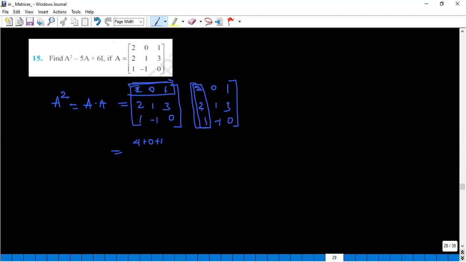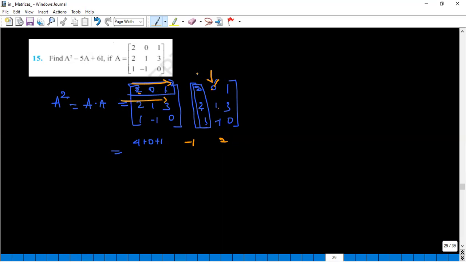And now the first row with the second column. I changed the color so it will be very easy to understand. First row with the entire second column: 2 into 0 is 0, 0 into 1 is 0, 1 into minus 1 is minus 1. I am writing the final answer. Then 2 into 1 is 2, 0 into 3 is 0, 1 into 0 is 0.